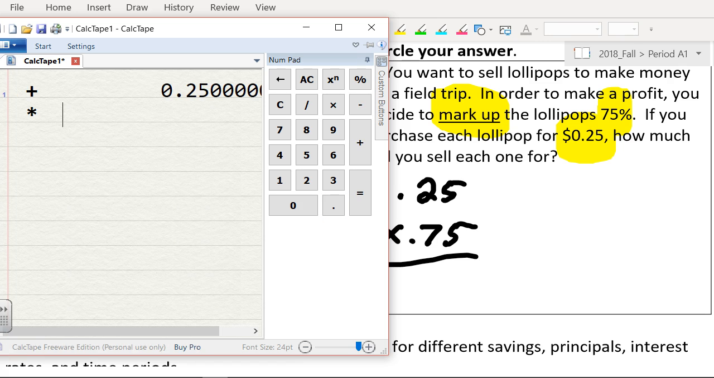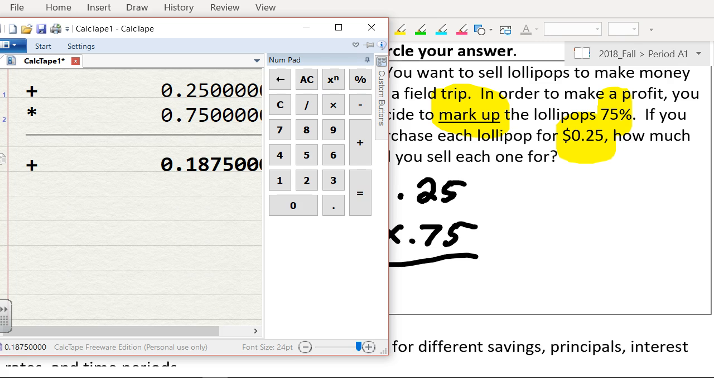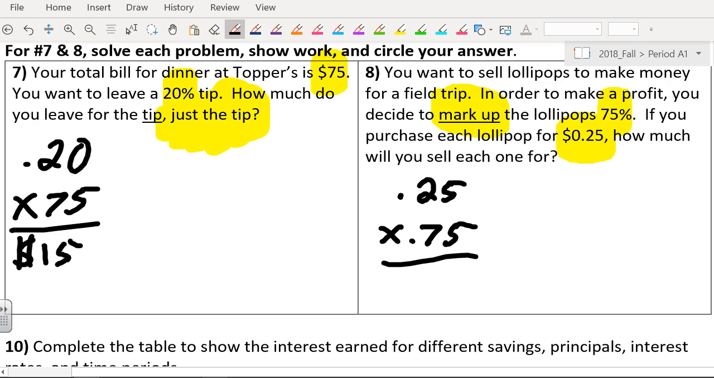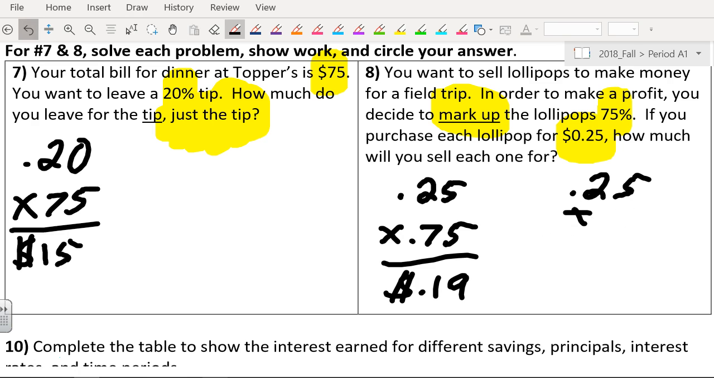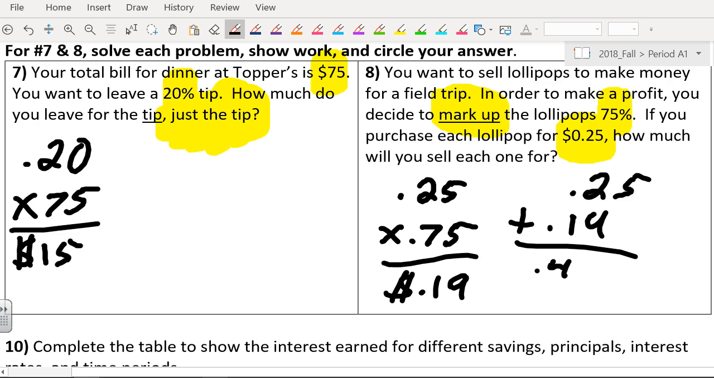0.25 times 0.75 equals... But you have to round up. 0.18, we put 0.19. So 19 cents. And we're going to add that because we're selling it for more money. Plus 0.19, and we get 0.44. So that's how much we sell them for with a 75% markup.